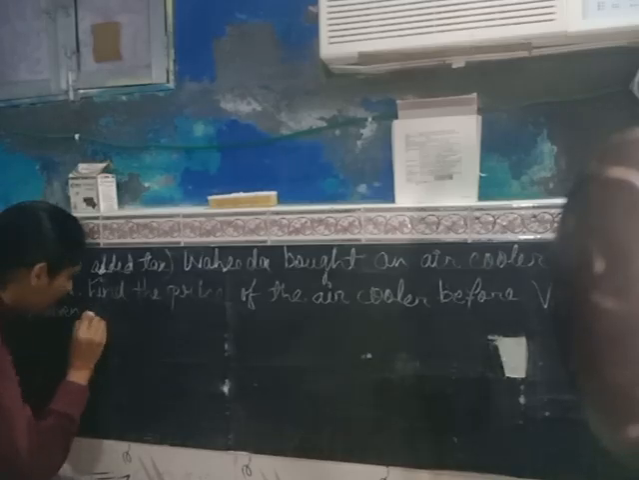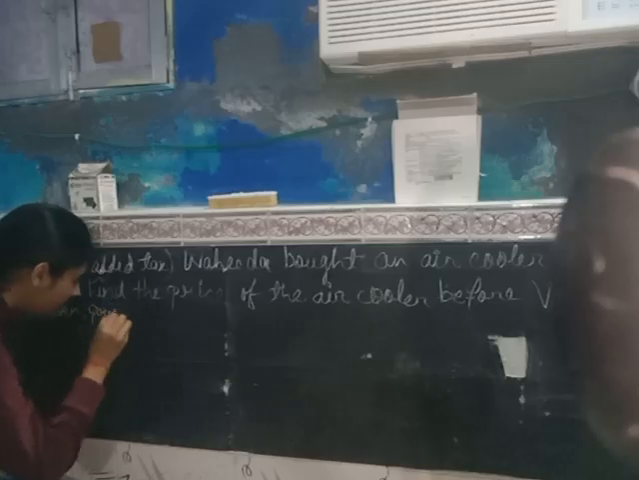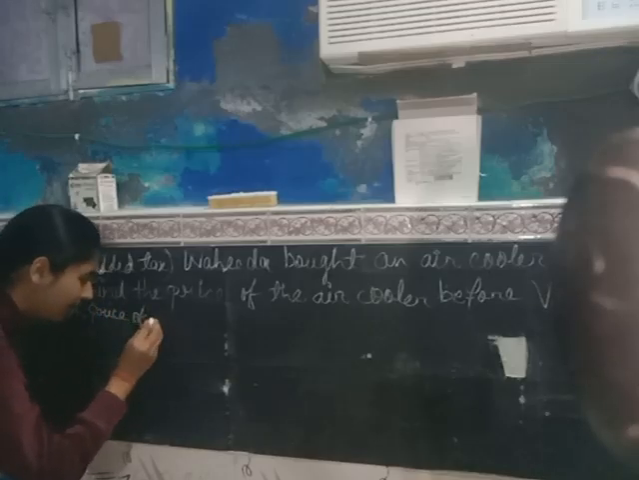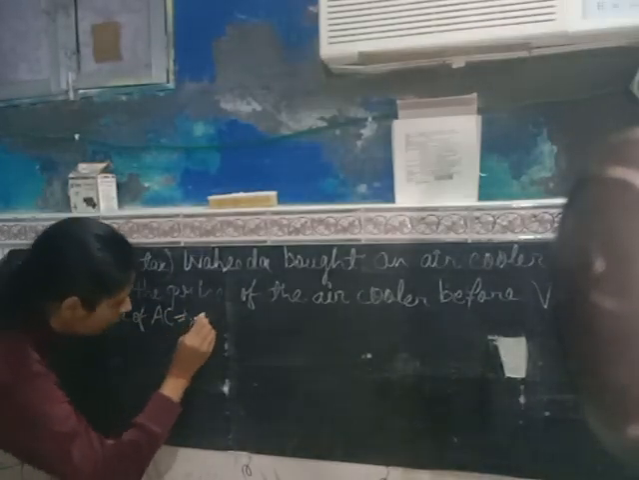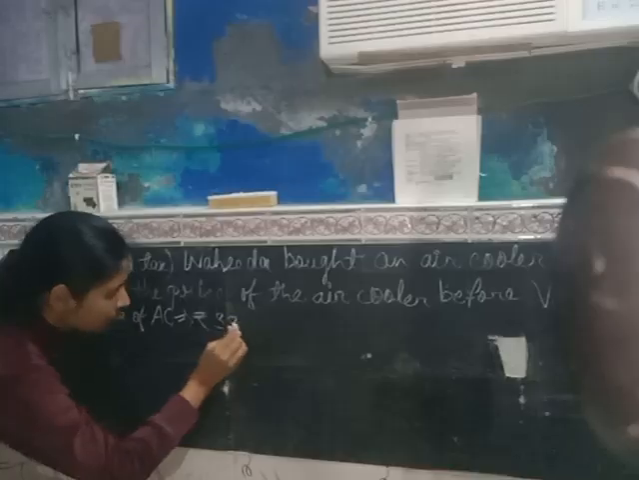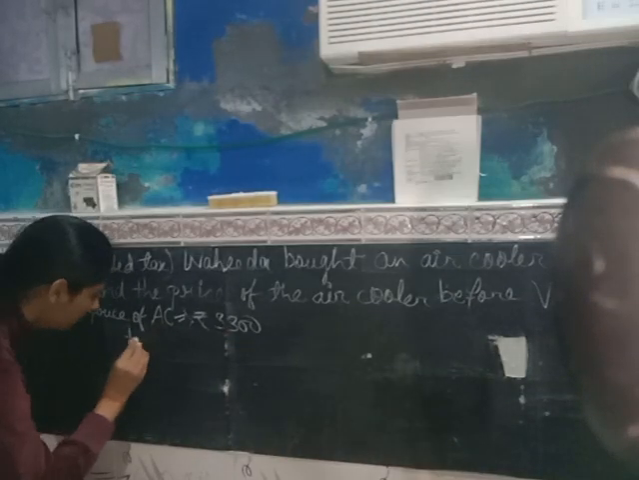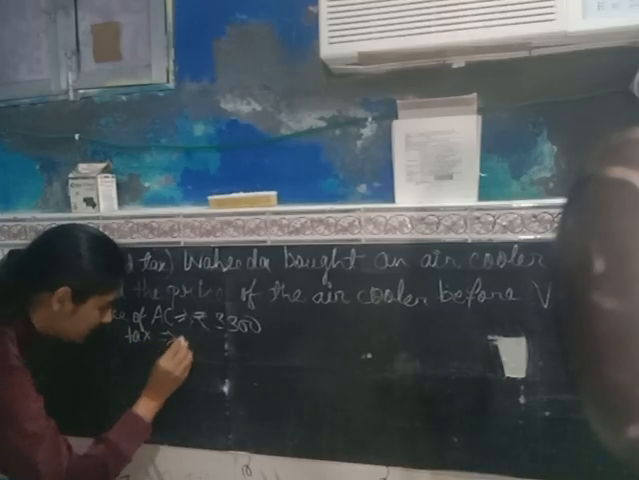So here I'm going to solve. Given price of air cooler, I'm writing here AC in short form of air cooler, is rupees 3,300 including tax. Also tax is 10%.